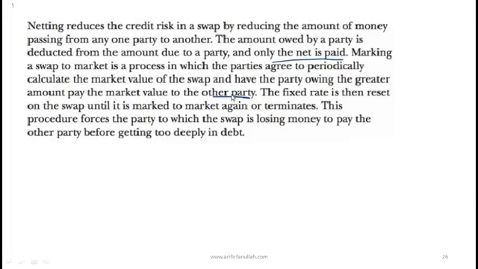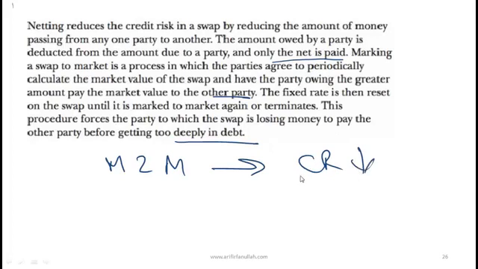By marking to market, if one party owes a lot to the other party, rather than waiting until the end to net off, you just keep netting off periodically. So if two parties get into a swap and agree to mark to market every month, they have effectively reduced credit risk for both parties. The fixed rate is then reset on the swap until it is marked to market again, or until the swap terminates. This procedure forces the party to which the swap is losing money to pay the other party before getting too deeply in debt. So bottom line is, mark to market causes credit risk to come down.